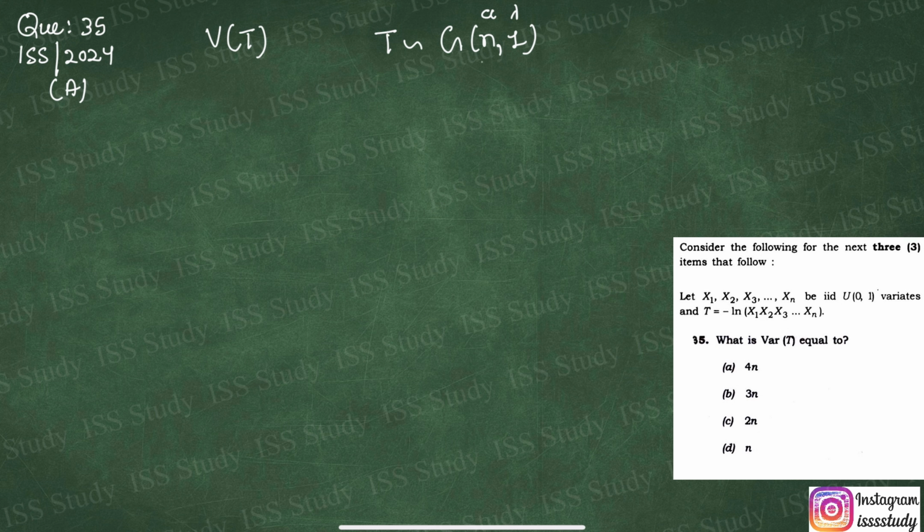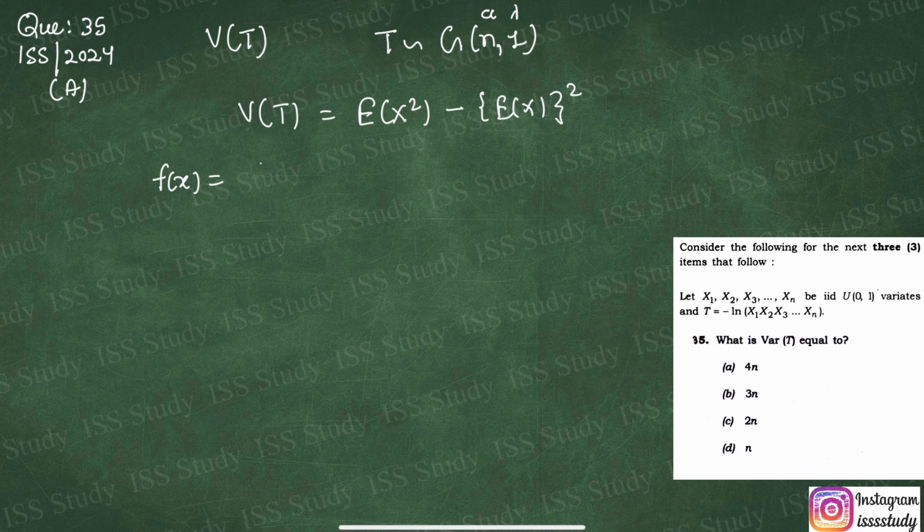So t follows gamma distribution with parameter n comma 1, and we have to find the value of variance of t. Now you know the formula for variance of t: expectation of x square minus expectation of x whole square. So we have to calculate the value of expectation of x square for gamma distribution. First of all, we are going to write down the PDF of gamma distribution.